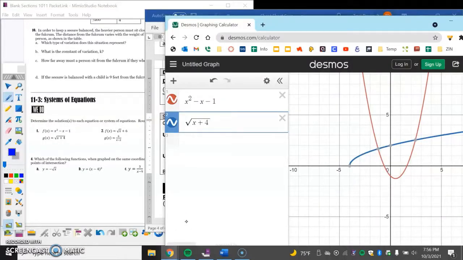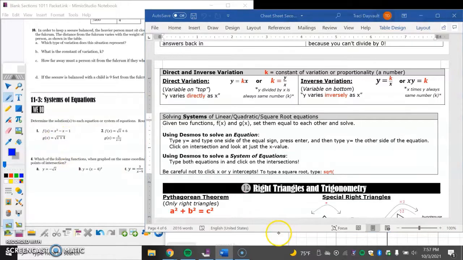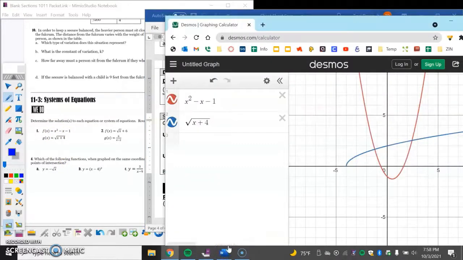Okay, I have both of these typed in here, and I made you a note that if you need to type a square root, you could just type SQRT parentheses. That's how I typed in x plus 4. So I did x squared minus x minus 1, and then the square root of x plus 4. You could put y equals in front of them, or you don't have to as long as there is an x.